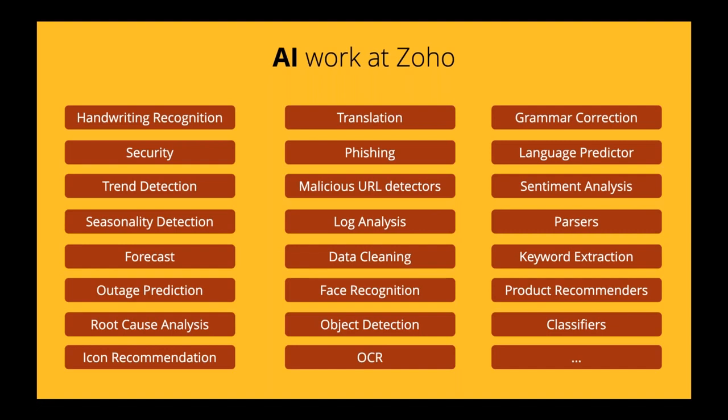Forecasting is something else that is mentioned here. So looking at sales trends so that you can better forecast what the future of your business is going to look like. A whole bunch of different things, right? Handwriting recognition, which is useful for something like Zoho Expense, where you're maybe writing down a tip and we have to add that up. So a whole bunch of different ways AI is at work within Zoho.